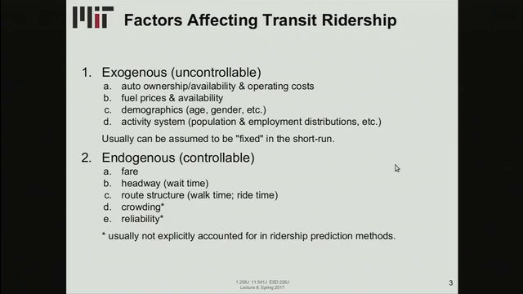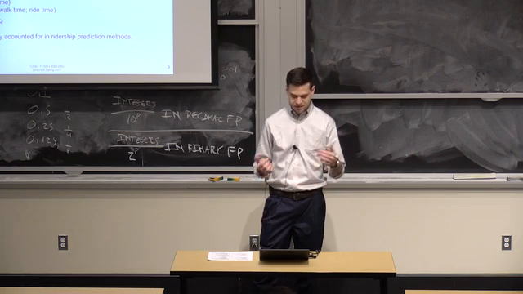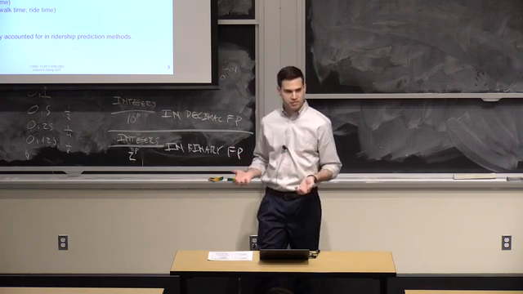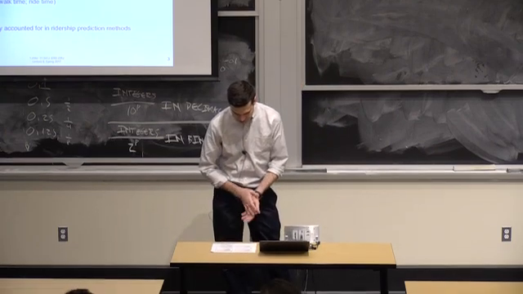And then there's endogenous factors, right? And these are the ones that an agency can control. So fare, the headway, which relates to how much people have to wait for service, route structure, which relates to the walking time, access and egress times, and the ride time. And then there's crowding and reliability. So obviously if we change frequency, we might change crowding, and also reliability through cycle time and available recovery time, as we've seen in previous lectures.